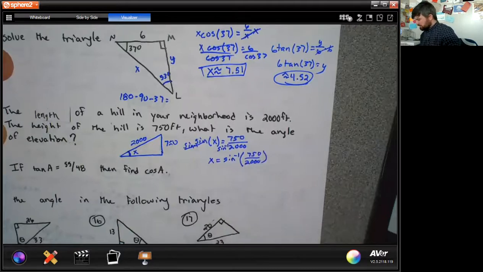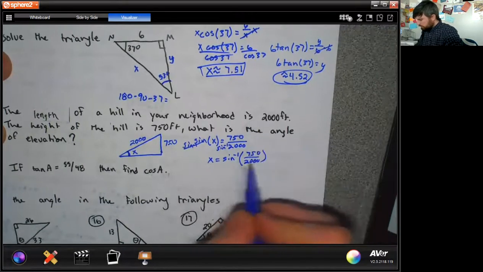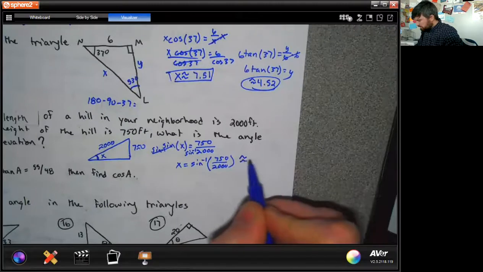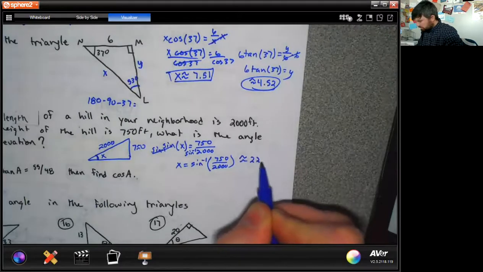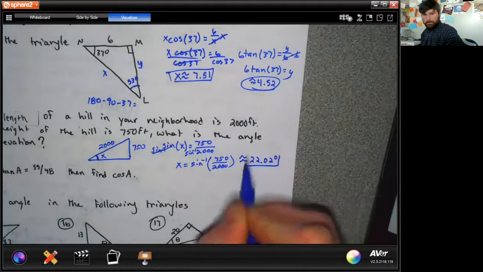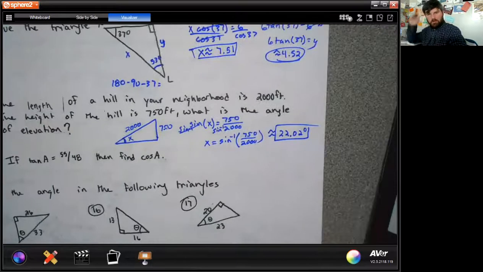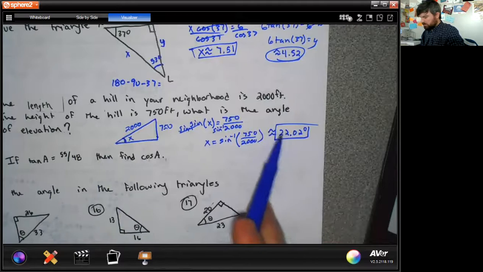So the inverse sine of 750 over 2,000, which is about 22.02 degrees. Okay, sometimes on the test, they may say round to the nearest degree. So we'd just be going to 22 in that case.